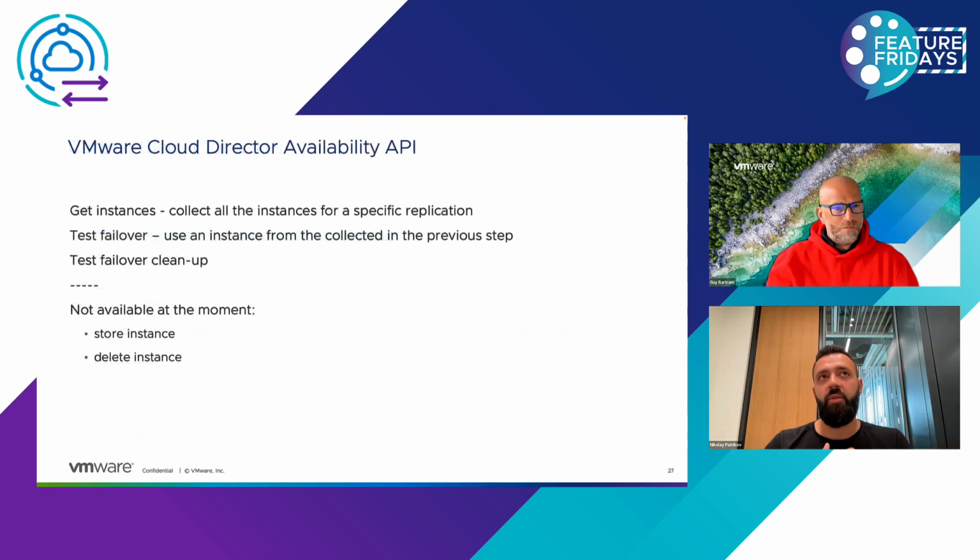In Cloud Director Availability, through the API, we can get all the instances for a specific workload, for a specific protection. We can initiate the test failover using the instance ID, and we can perform the cleanup for this test failover. What currently is not available in the API is to store or delete an instance, but I guess they will be part of the public API at some point shortly in time. Yeah.